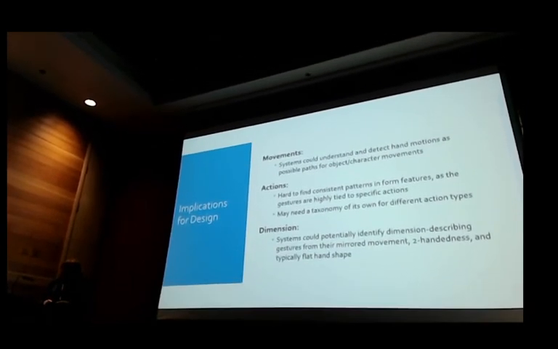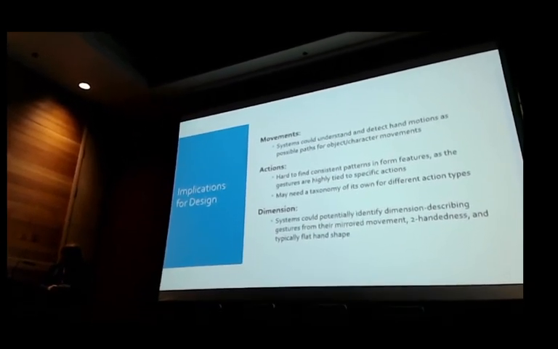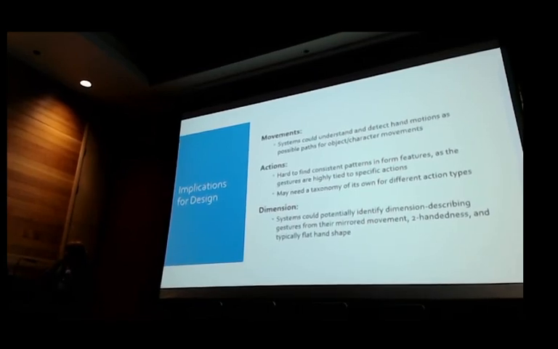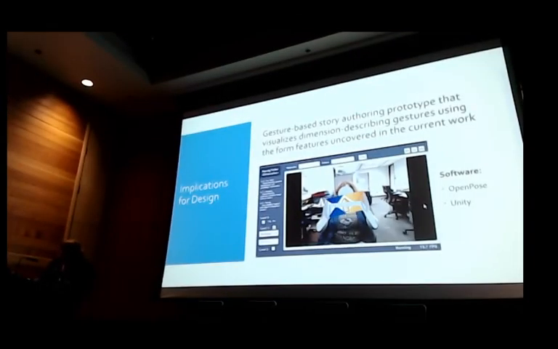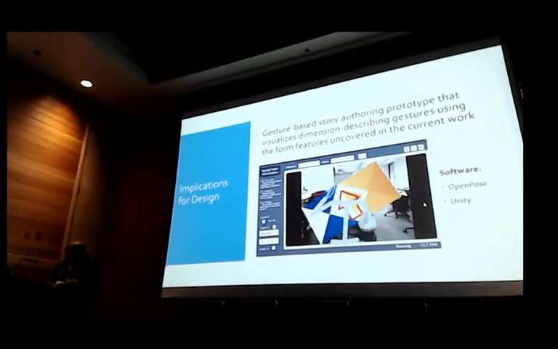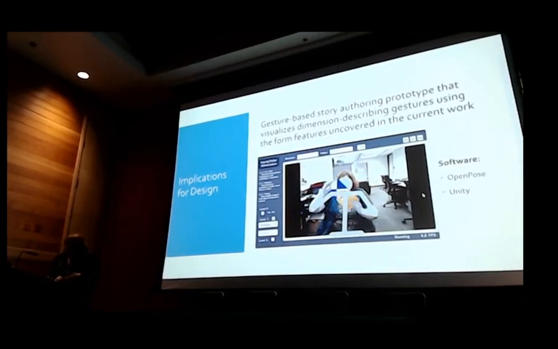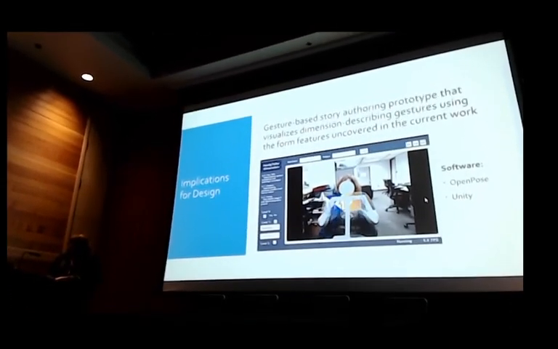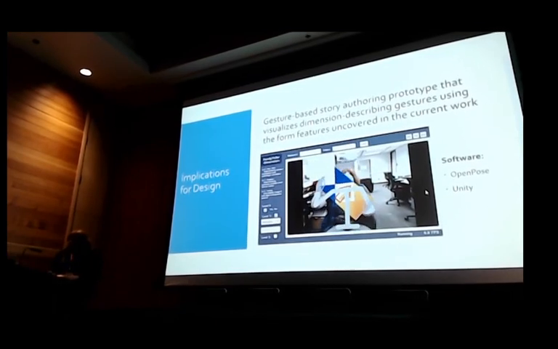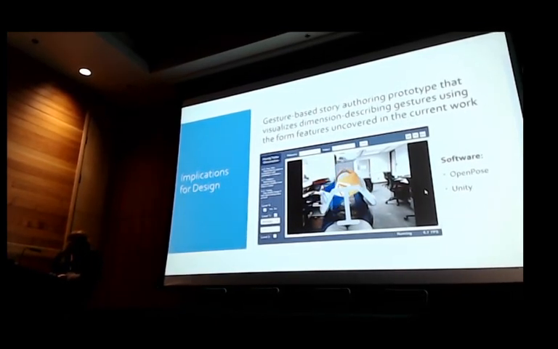But for gestures describing dimension, systems could potentially identify them from the form features we observed, so that mirrored movement of both hands being used in that kind of flat parallel nature. And actually, we have proceeded since this paper with development of a gesture-based story authoring prototype for dimension describing gestures using the form features uncovered in this work. It was developed in Unity with the OpenPose plugin from the CMU Perceptual Computing Lab.